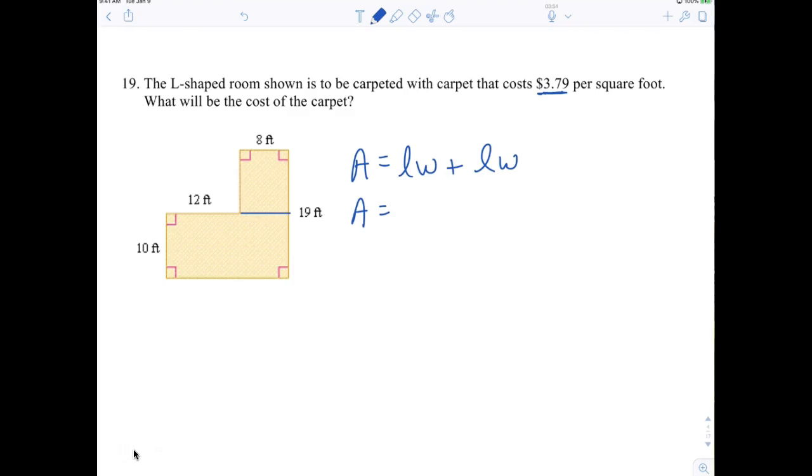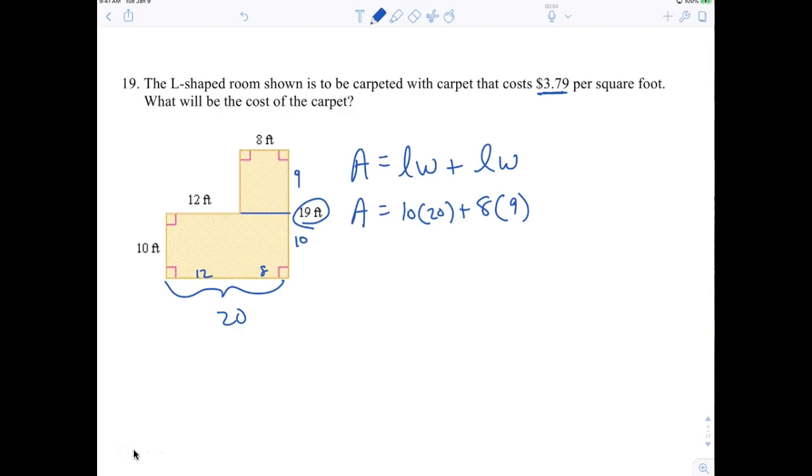For the big one, it's 20 and 10. Good job, because from down here it's 20, since this is 12 and this is 8. So 10 times 20 plus, what's the small one? 8 and 9. Very nice. Because again, don't forget, from here to here is 10. So that means from here to here has to be 9, since the whole length is 19.